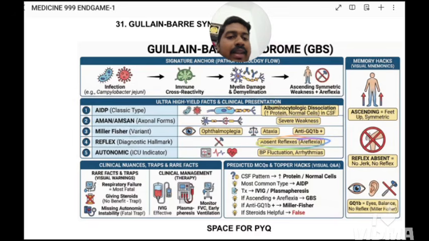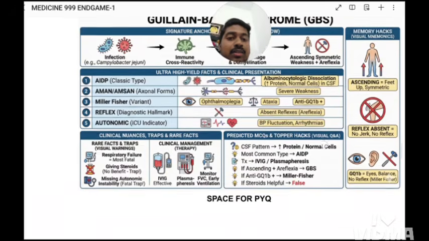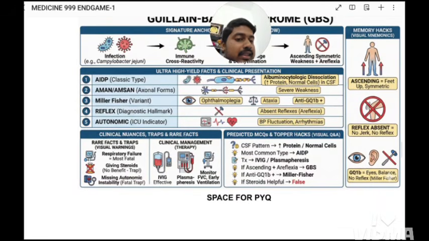Now, absent reflexes, areflexia is the hallmark of GBS. And next, autonomic features can also occur because of involvement of autonomic nerves, that is BP fluctuation and arrhythmia. When I was posted in PICU, pediatric ICUs, we had a lot of cases of GBS, and we used to see a lot of BP fluctuations, tachycardia, arrhythmias in patients with GBS. So it is very common. Next, what is the most fatal complication? It is respiratory failure. It will slowly ascend from the legs to the chest, and slowly it will involve the diaphragm. Because of involvement of the diaphragm, we'll have respiratory failure.